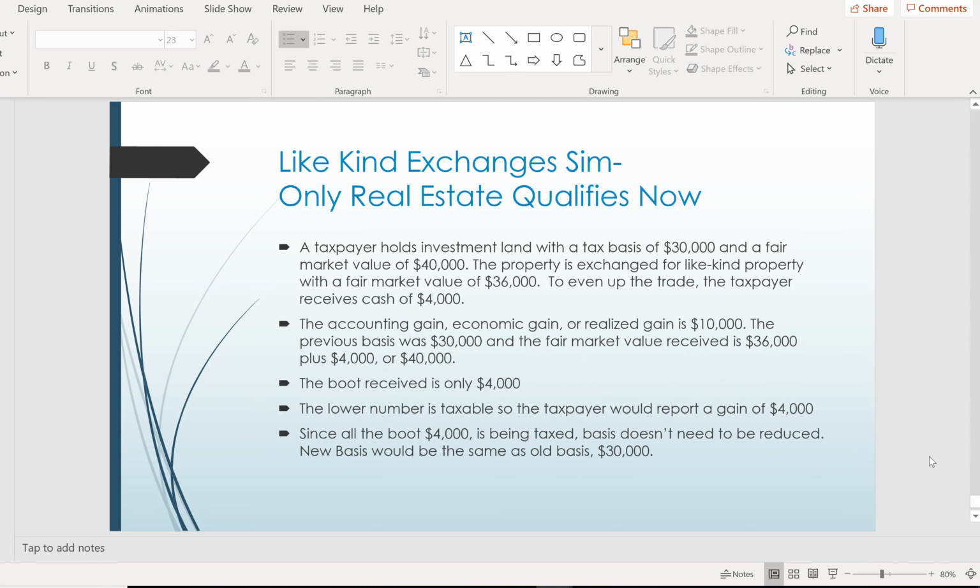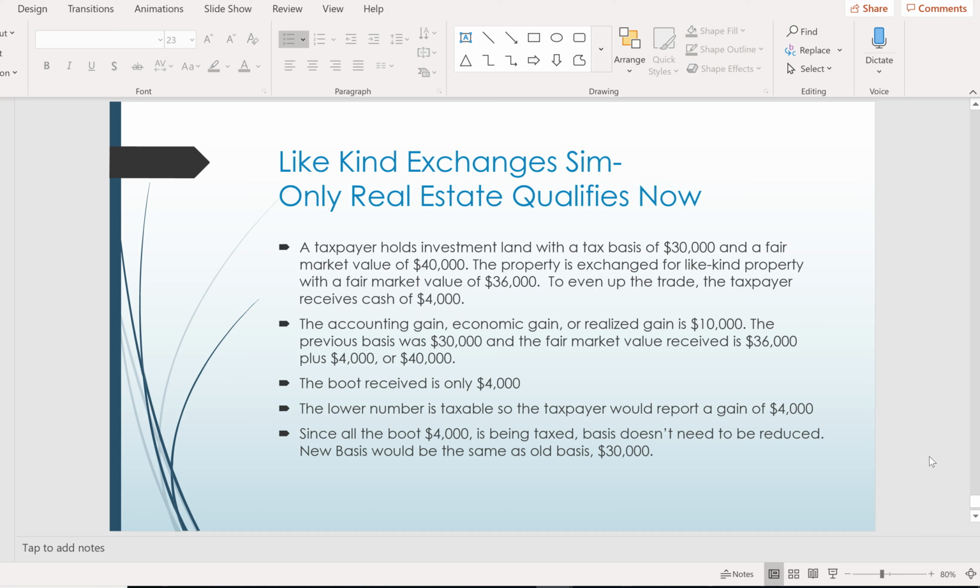And then if I have to pick one area that you might see a sim, it would be like-kind exchanges. Because there's even something new now with like-kind exchanges. Only real estate qualifies for a like-kind exchange. Used to be you can trade personal property too. Only real estate qualifies. So here's an example of a real estate like-kind exchange that they might ask you about.